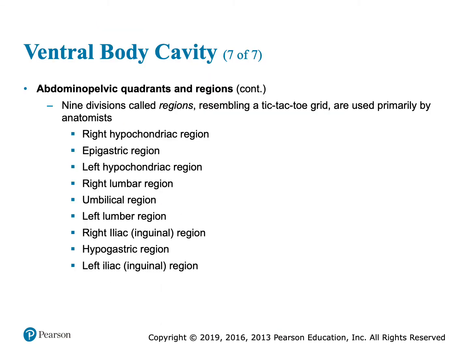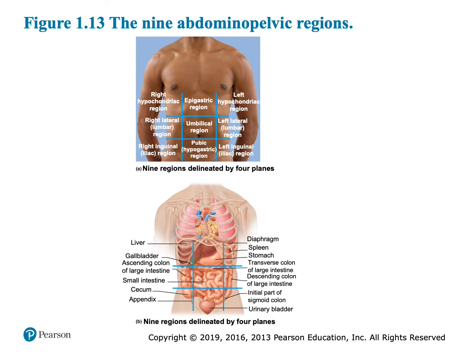He's probably going to go into the 9 divisions called regions. It makes a tic-tac-toe grid. If you looked at the video for lab, you already saw how I cut out a little tic-tac-toe and put it across Mr. Man so you can see the different regions. And here they are. So the middle one's easy. Umbilical region, because there we've got our little belly button right there in the middle.